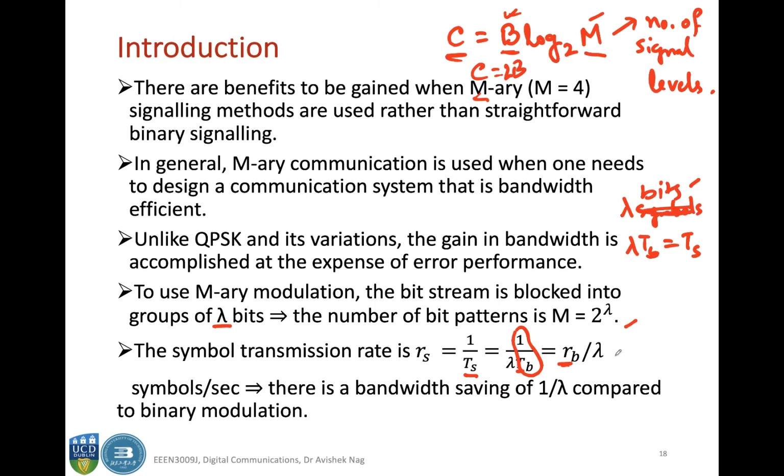Therefore, your bandwidth saving of 1 by lambda is achieved. What bandwidth you required for transmitting a binary signal, you can achieve within 1 over lambda of that same bandwidth. So basically, this is the advantage, and this is also related to this fact: your effective bandwidth that the signal is occupying is getting reduced because of your MRE signaling technique.